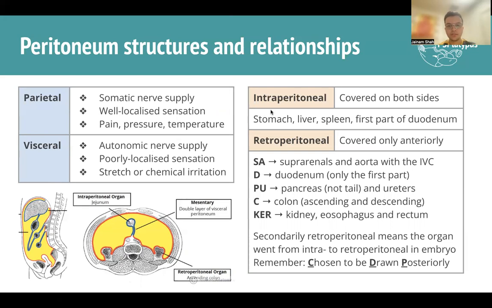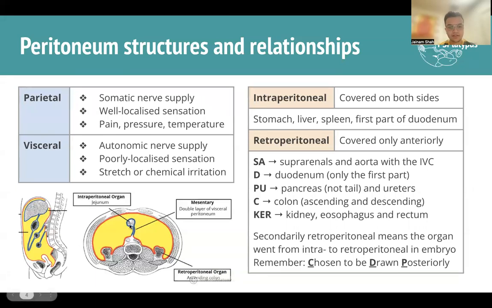Now, more importantly with the abdomen than with the thorax is the fact that you've got a distinction between the relationship that organs have with the peritoneum itself. So when I call an organ intraperitoneal, it means that it's covered on both sides or pretty much all sides with peritoneum.